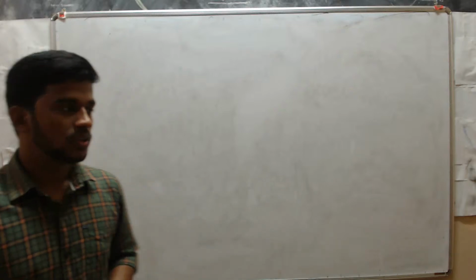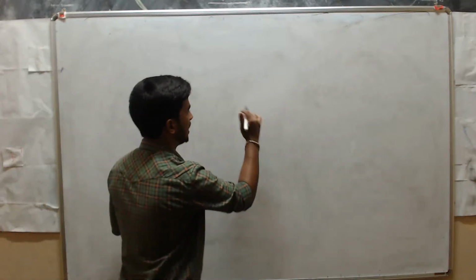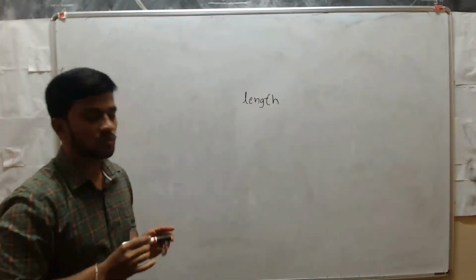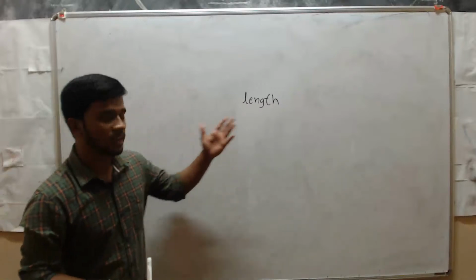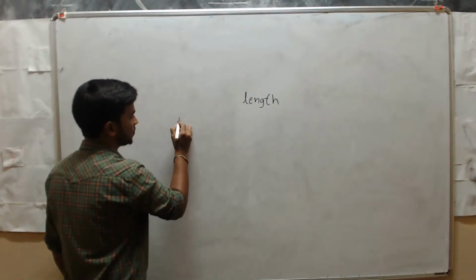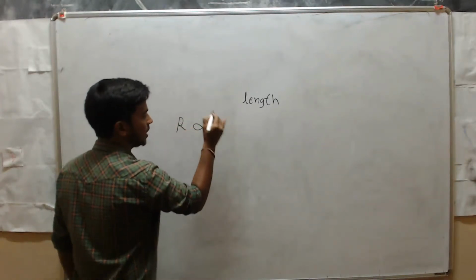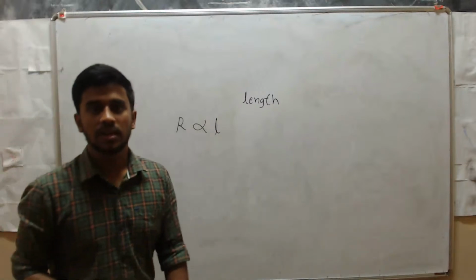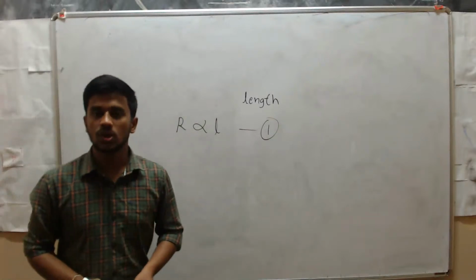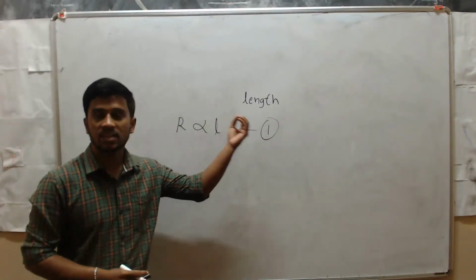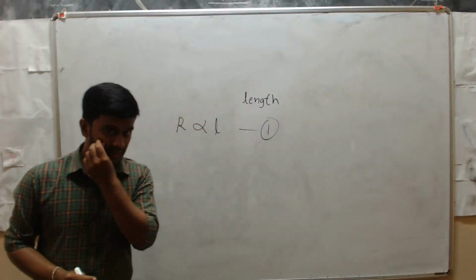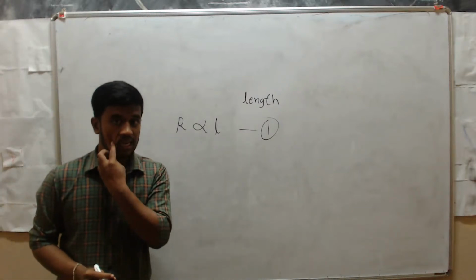So now for example, first one, length. If you increase the length, what will happen? When you increase the length of the wire, then the resistance increases. So clearly we can say that the resistance of a conductor is directly proportional to the length of the conductor. Call this equation 1. Resistance is directly proportional to length, because when you increase the length of the wire, the resistance increases. In the previous class we had discussed how it increases.